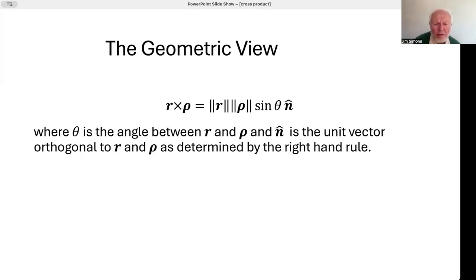Okay, it's a lovely view. It tells you everything you want to know about a vector, how big it is and what direction it's pointing in. And it's definitely the one you want to think about if you're thinking about things like how electrons move in a magnetic field. It's not all that easy to calculate it, actually, from that as a definition.